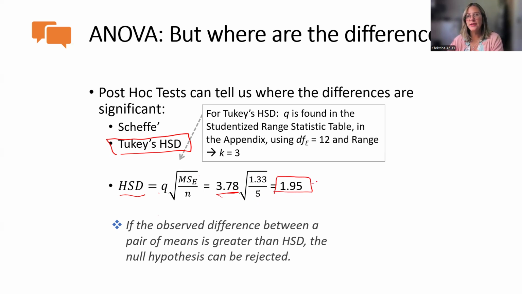And what you're doing is you're looking to see which mean difference is greater than 1.95. So you're going to compare all of the possible combinations of the mean differences and see which ones are greater than 1.95. So I'll show you what that looks like.